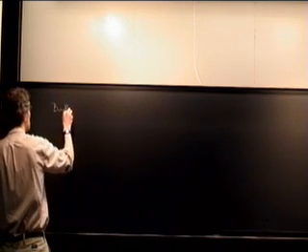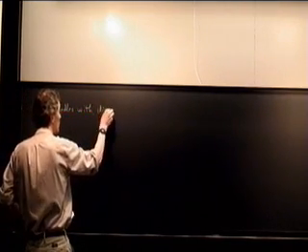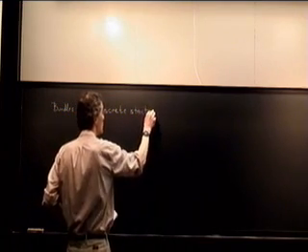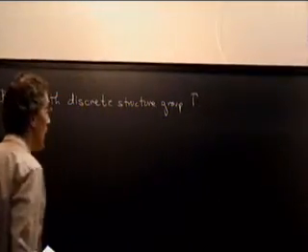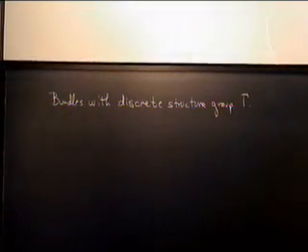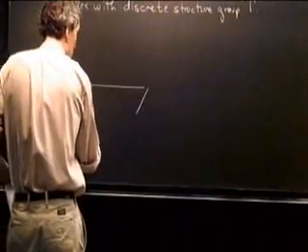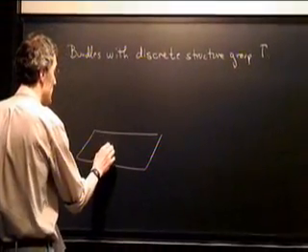Let's recall what we were doing at the end of last time. We were looking at bundles with discrete structure group. And I remind you that we argued that they're classified by the monodromy representation.